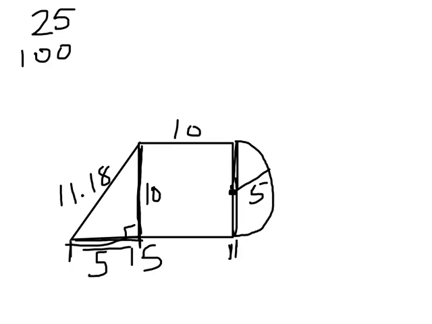For the area of the semicircle, we're going to use our formula pi times radius squared. Alright, so if 5 is the radius, 5 squared is 25, and 3.14 times 25, let's go ahead and do that.